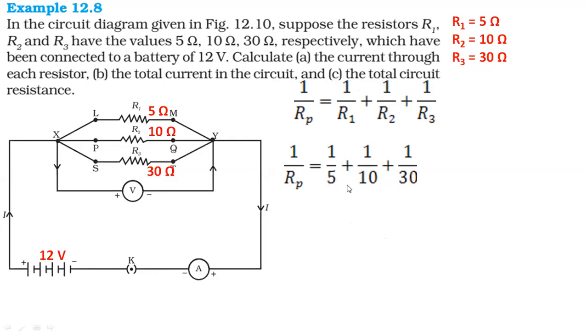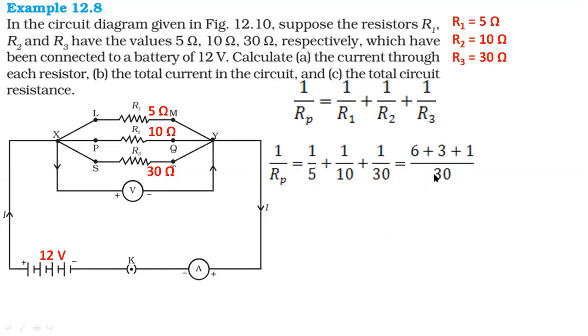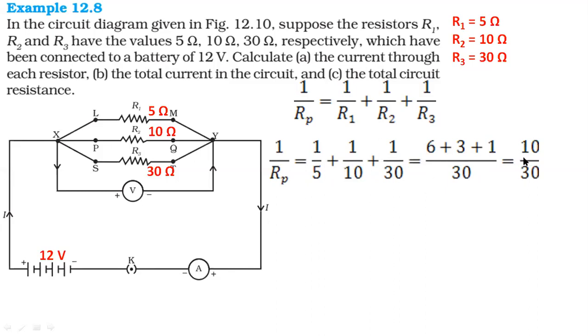Now we can take the LCM of this. We'll take the LCM as 30. 5 into 6 is 30, 10 into 3 is 30, and 30 into 1 is 30. So the numerator is 6 plus 3 plus 1: 6 plus 3 is 9, 9 plus 1 is 10. So what I am getting is 10 by 30, and I can cancel the zeros. So 1 by Rp is equal to 1 by 3. The zeros are cancelled, so the final answer is 1 by 3.